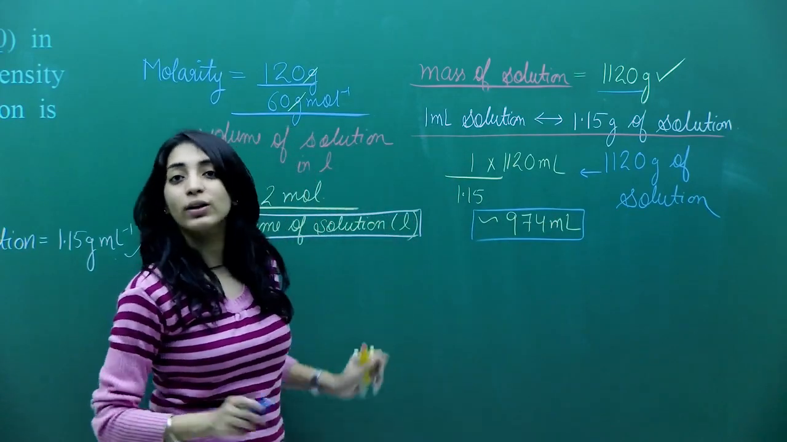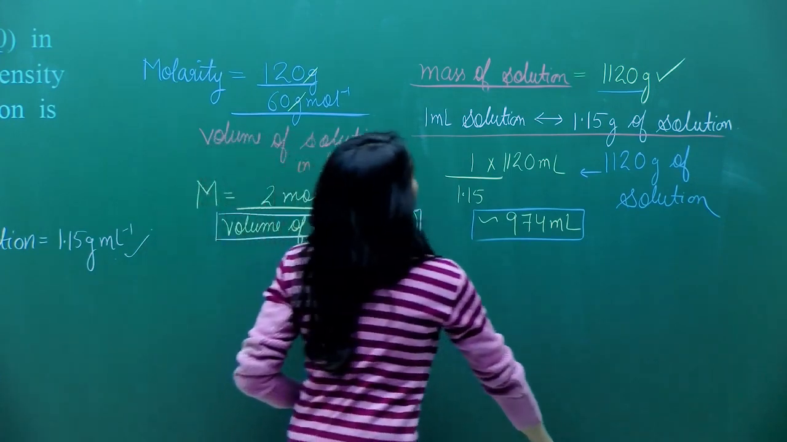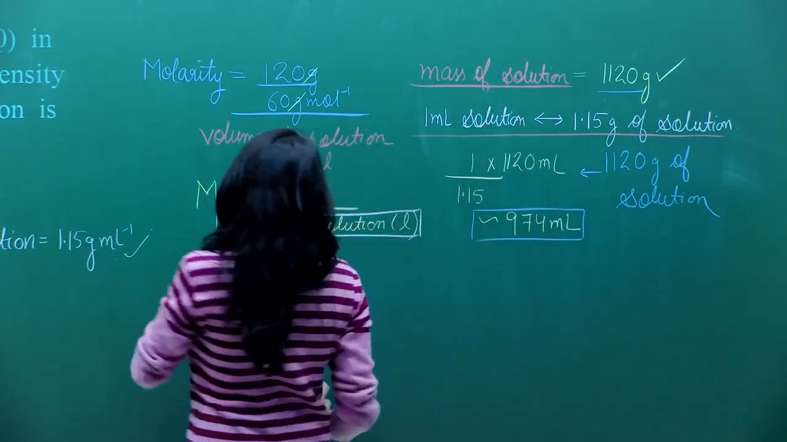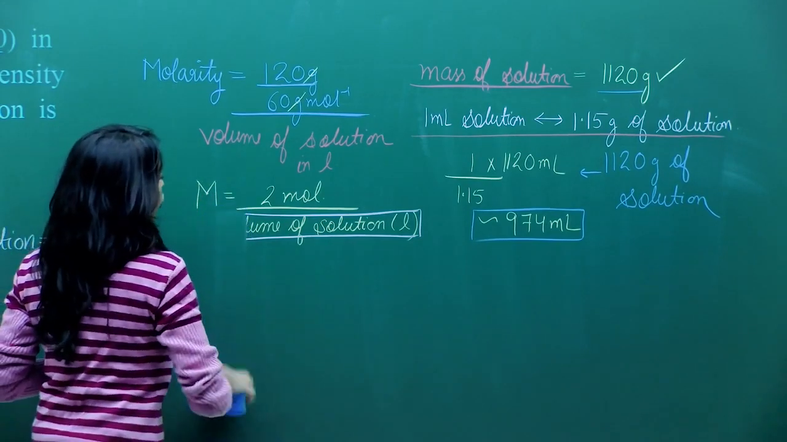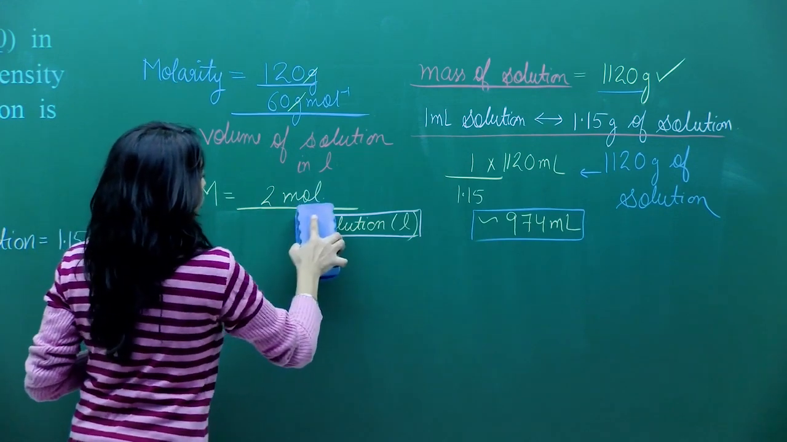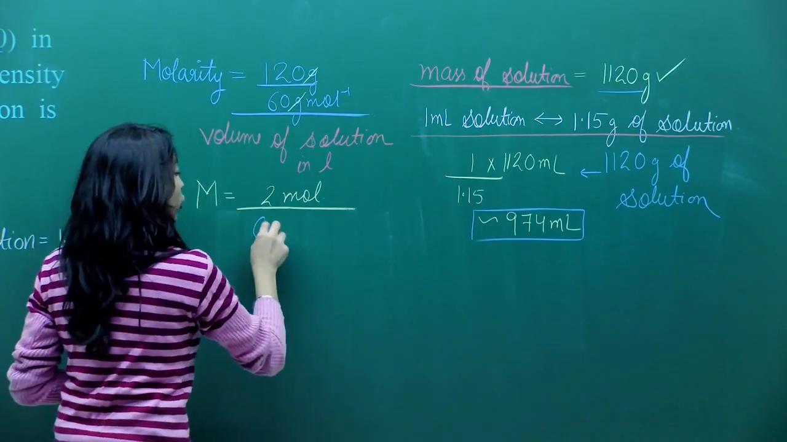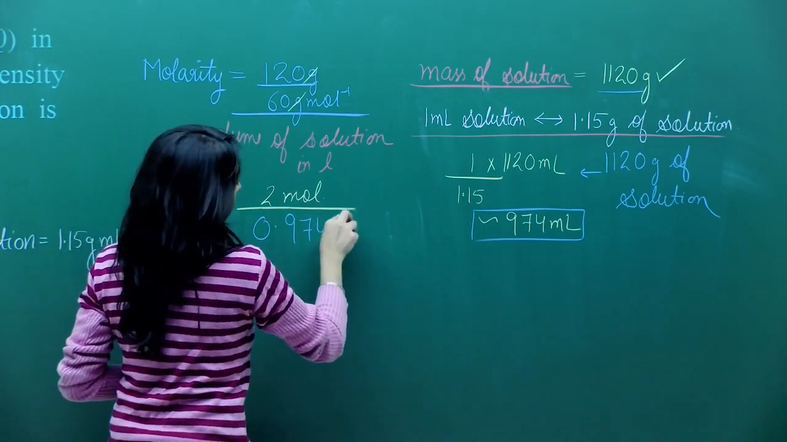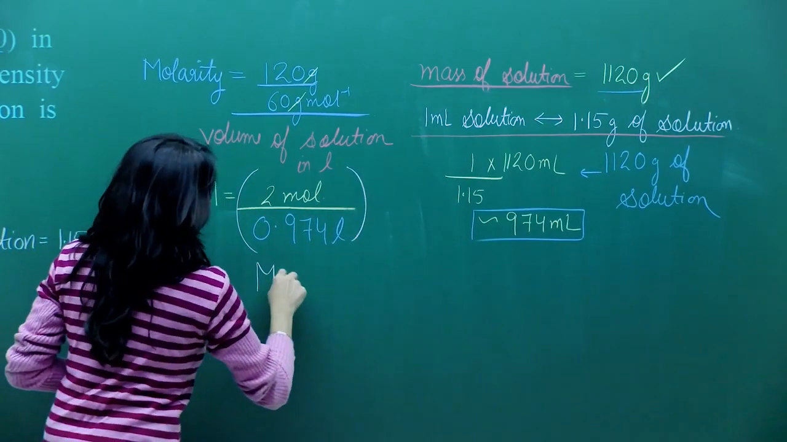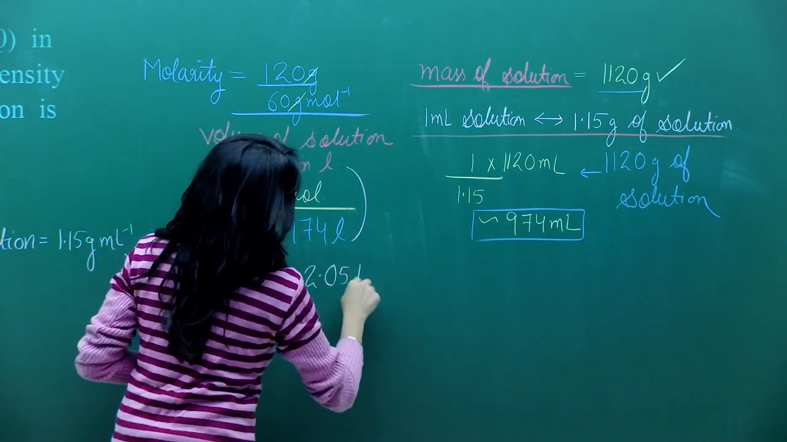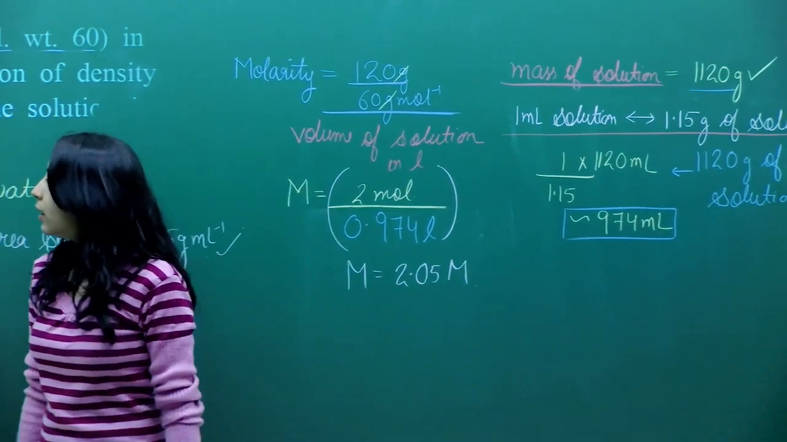So now you need to redo the calculations to check whether the answer is correct or not. Fine? But still we have not got our final thing. Come here. We need to write here the volume of solution to be written in liters. So when I am going to describe the volume of solution in liter, I will be writing 0.974 liters. Okay. Again, I am a calculator. I'll solve it and I'll get something around 2.05 molar.